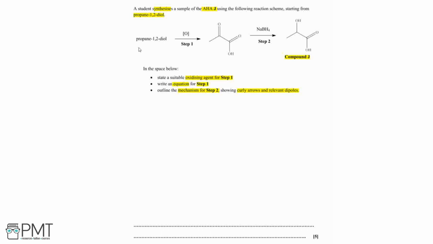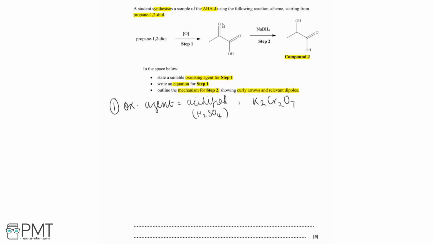So for step 1, we're oxidizing our diol and we're producing a compound which contains a carboxylic acid and a ketone here. Therefore, our suitable oxidizing agent is going to be our acidified potassium dichromate. So acidified, and we could use, for example, some sulfuric acid to do that.